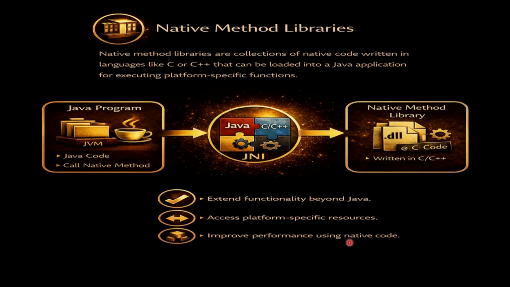Next, it improves performance using native code. What does it mean? The native method interface improves performance by allowing Java to execute critical code directly in faster native languages like C and C++.